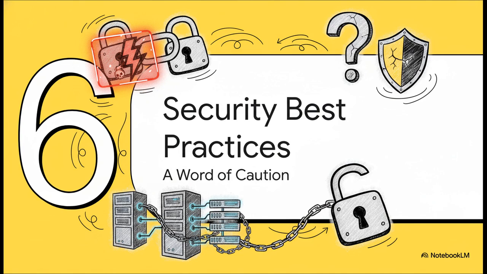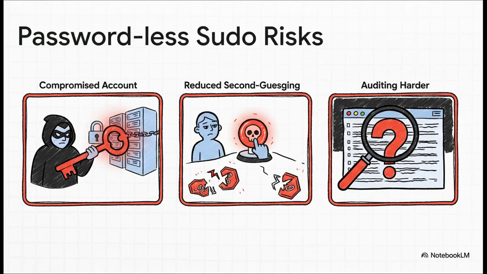Okay, so we've solved the technical problem, and we've solved the scaling problem. But now we have to talk about the most important part, the security implications. Because giving someone passwordless root access is a powerful and, frankly, potentially dangerous tool. Let's be crystal clear about the risks. If Ravi's account gets compromised, maybe through a leaked SSH key or a weak password, an attacker doesn't just get access to his account. They get instant, full root access to your entire fleet. There's no second password prompt to stop them.